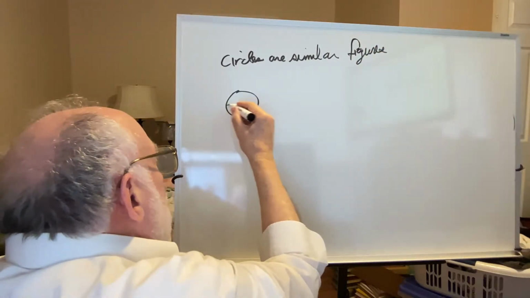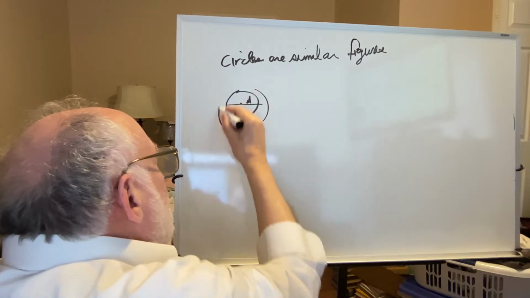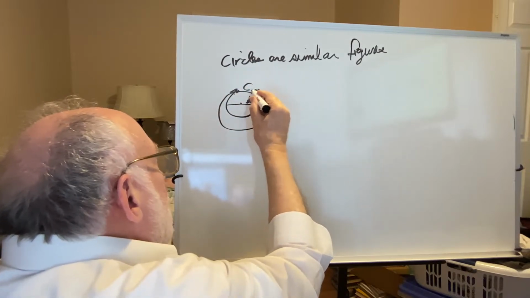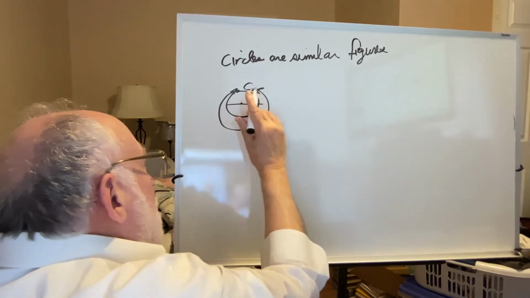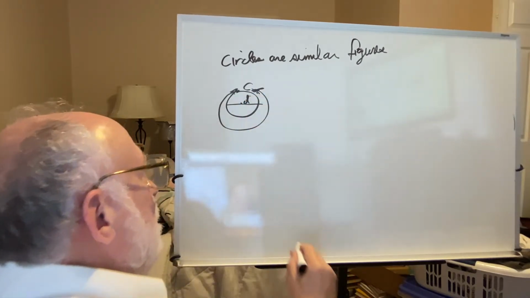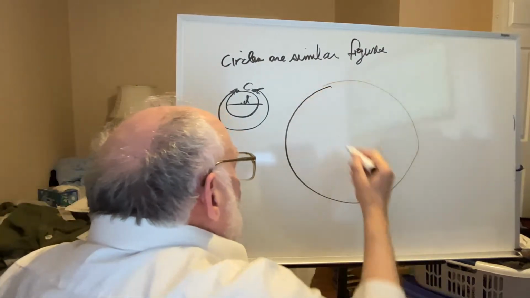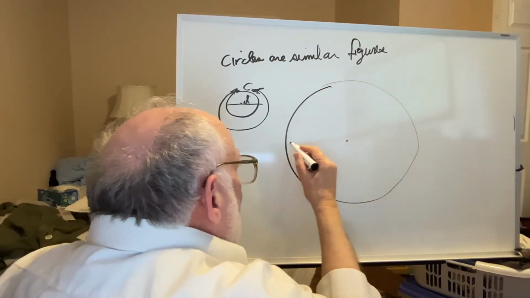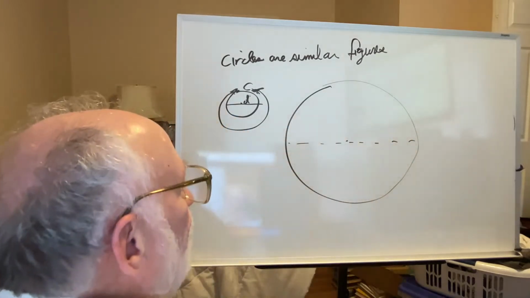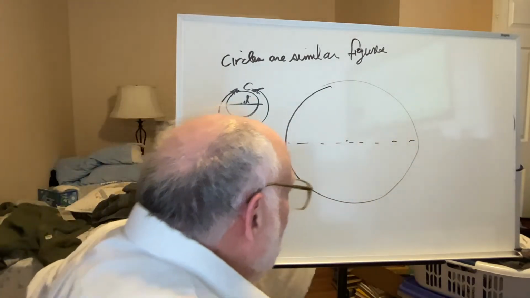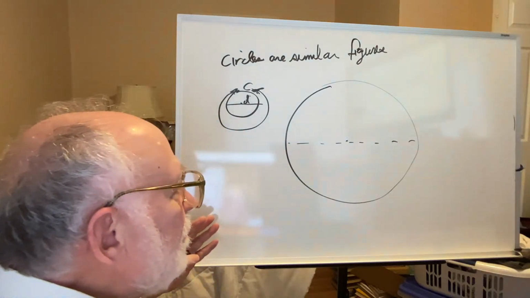We have one circle here. Here's the diameter of this circle, and here's the circumference of this circle. This is your diameter, and there's your circumference. Now, if I have a big circle, here is your diameter, and there's your circumference.